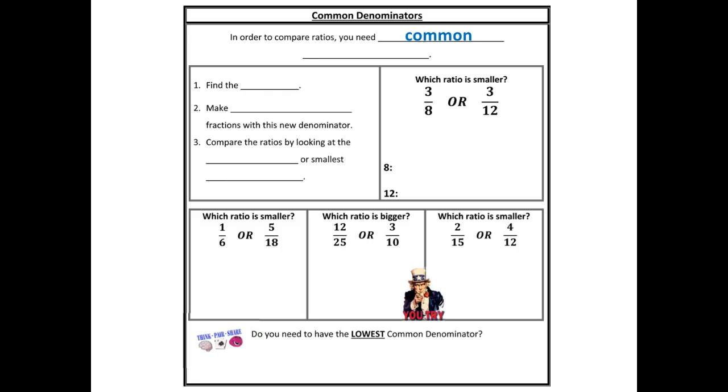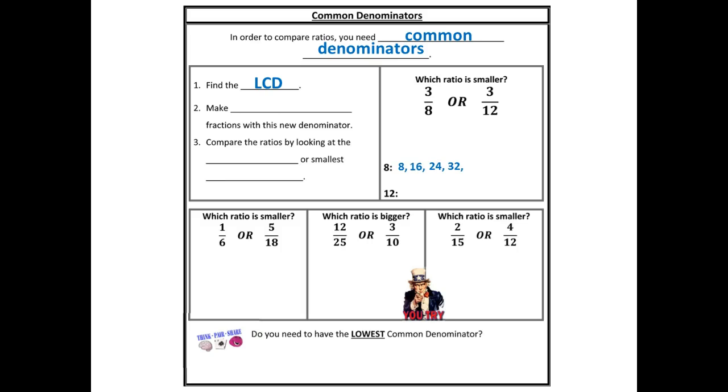In order to compare ratios, you need common denominators. They're the key. This will require us to tap back into those fraction skills. Step 1, when I'm given two ratios, in order to compare them, I need to find the LCD, the lowest common denominator. In order to do that, I'm going to list out my multiples.